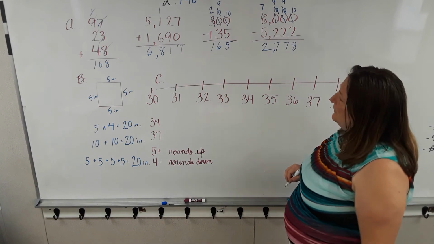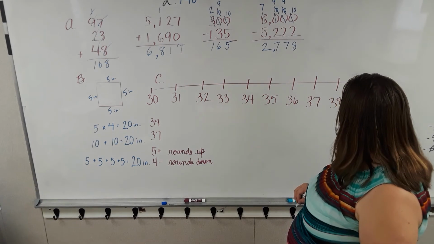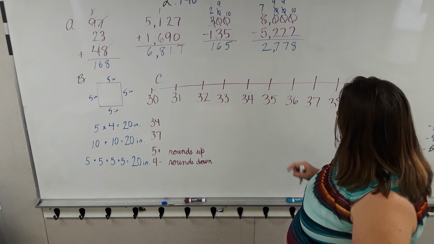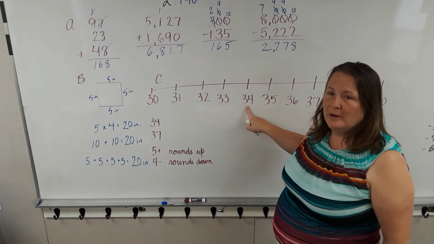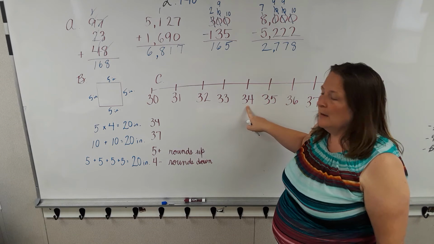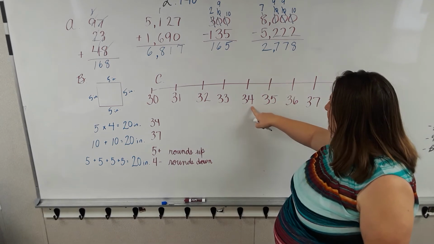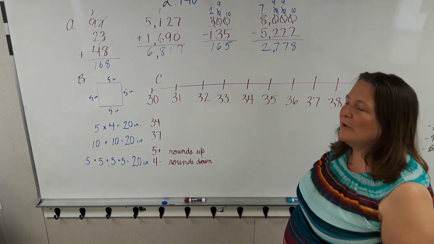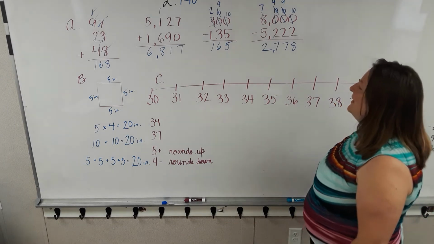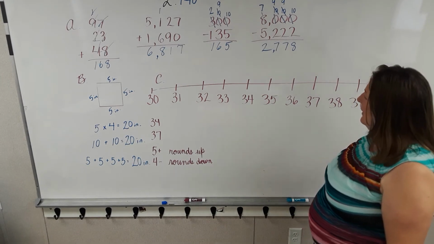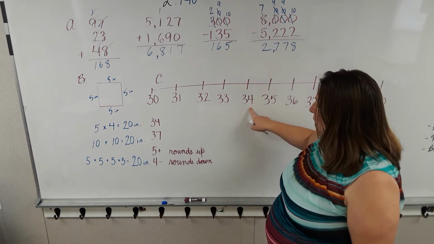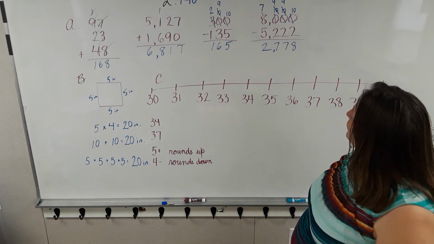Now we are going to learn something new. We are going to learn how to round to the nearest 10. So, is the number 34 a 10? No, it ends with a 4. 10s end with zeros. 10, 20, 30, 40, 50, 60, 70, 80, 90, 100. 34 doesn't end with a 0. It's not a 10. We want to know which 10 is the nearest.